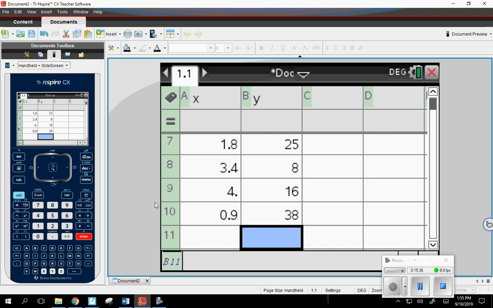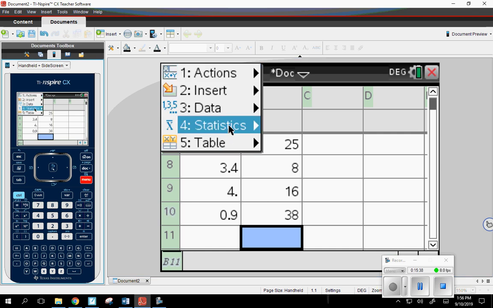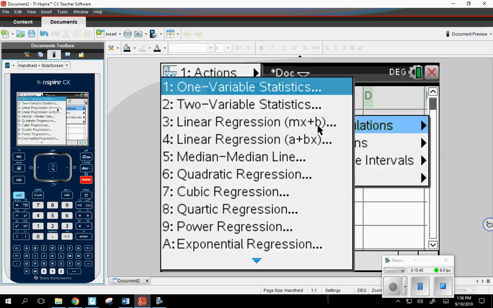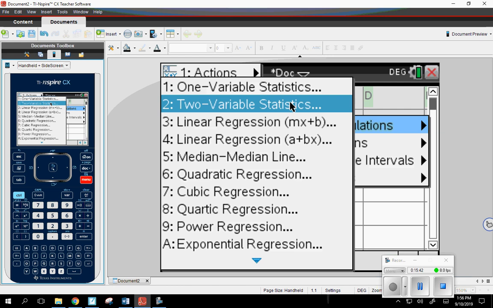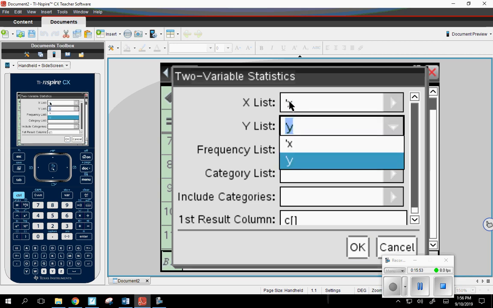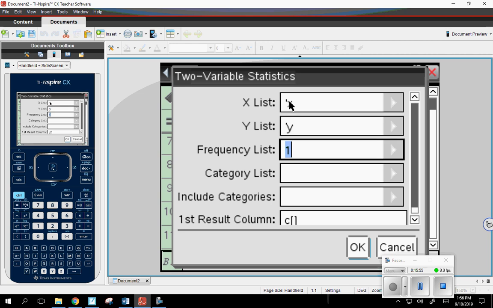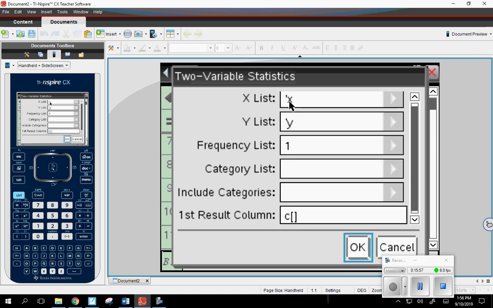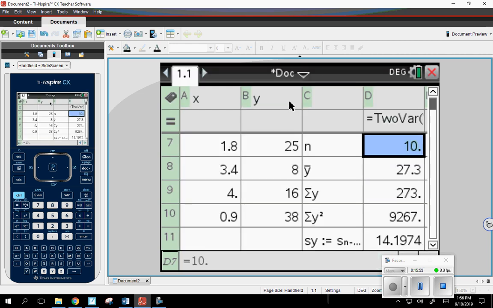Okay, so menu, statistics, stat calculations. This is two variable statistics. Remember, if it's like a frequency table, it is just one variable statistics. Let me choose X, tab, choose Y. Don't worry about the frequency list. Everything's showing up in C. I'm going to click OK. All right, now we have everything we need.